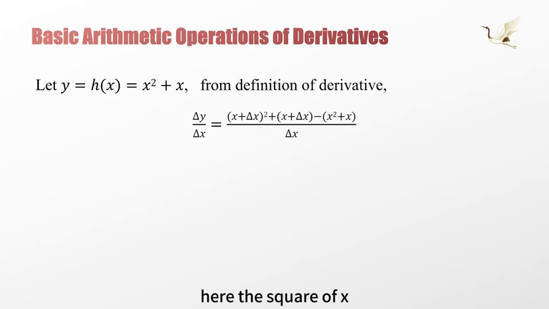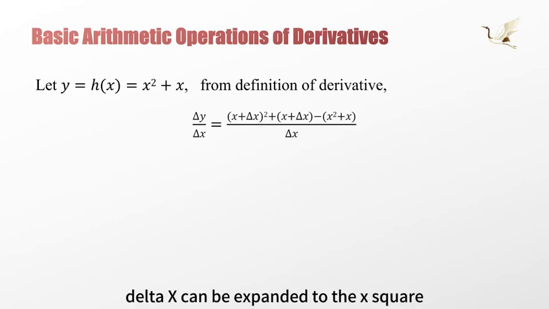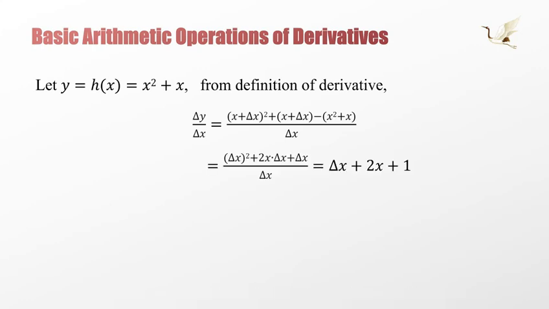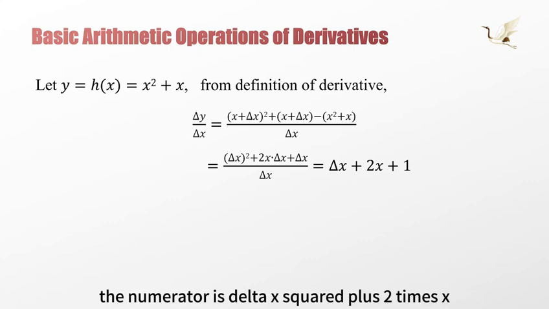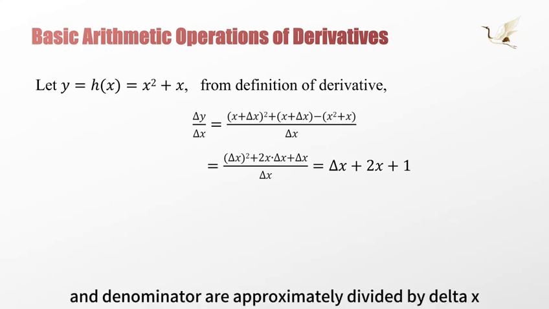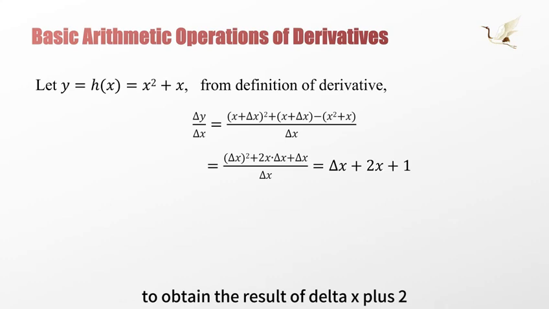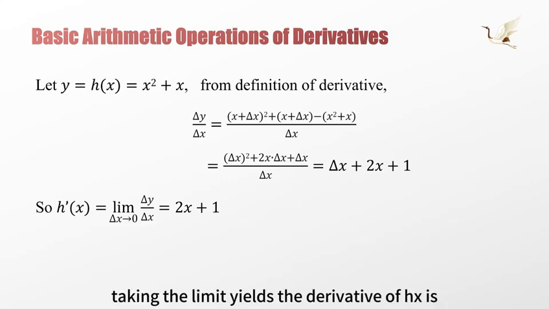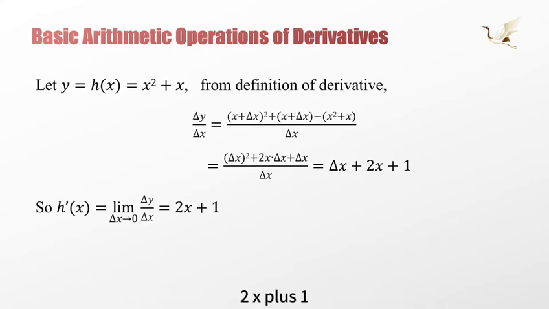Here, the square of x plus delta x can be expanded, the x squared terms can be eliminated, and the x here and the x behind can also be eliminated. The numerator is delta x squared plus 2 times x multiplied by delta x plus delta x. Dividing the numerator and denominator by delta x, we obtain delta x plus 2x plus 1. When delta x approaches 0, taking the limit yields the derivative of h(x) as 2x plus 1. So we obtain the derivative of h(x).